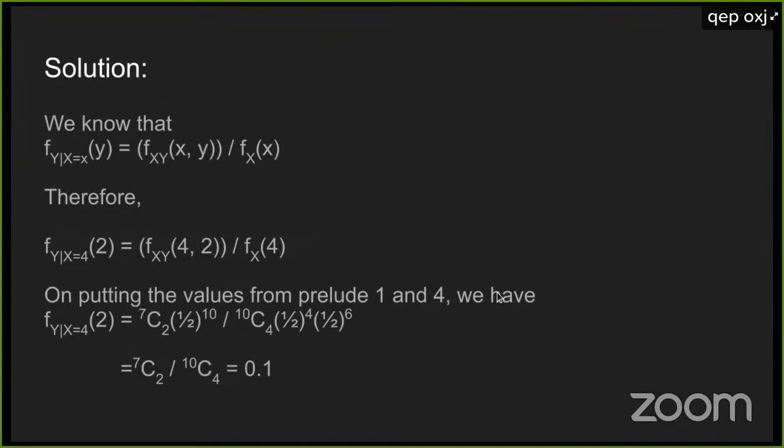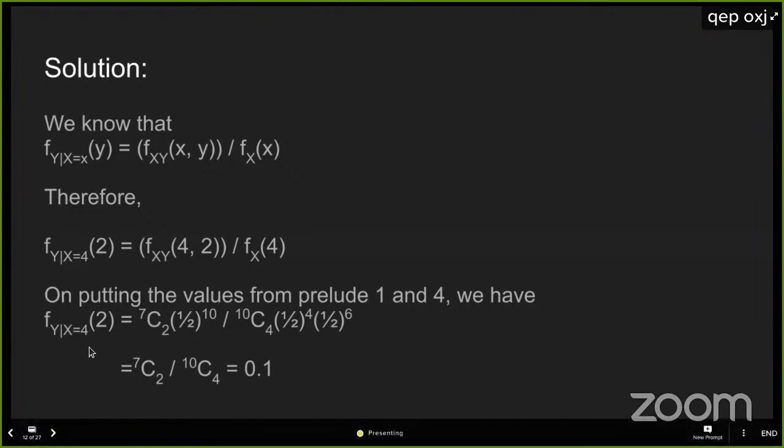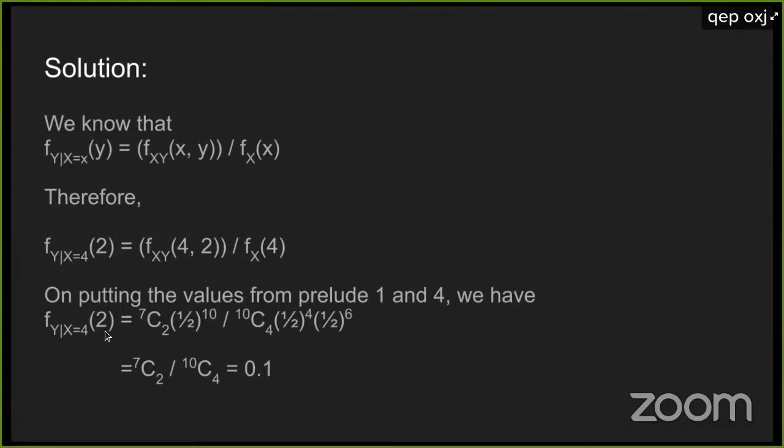Given that x equals 4, what is the probability that Y equals 2, that is, f of y given x equals 4 at 2? Yes, sir. So I already know that there are 4 heads in 10 tosses.